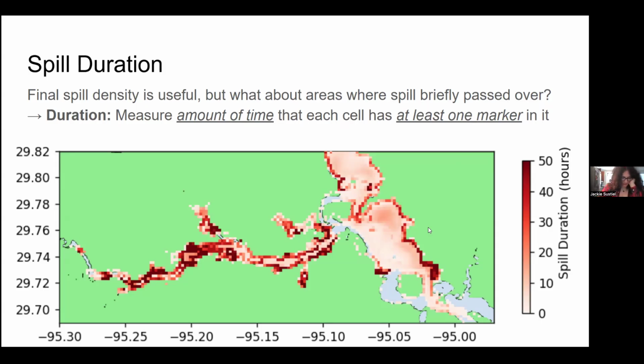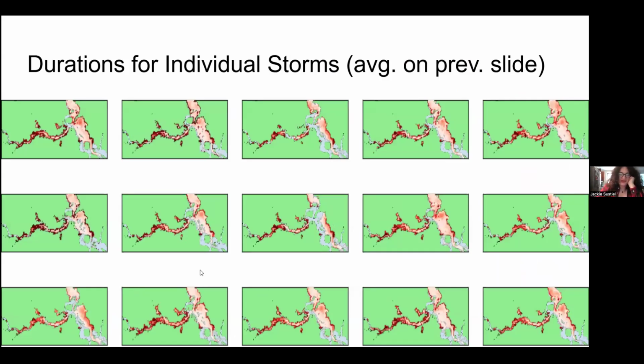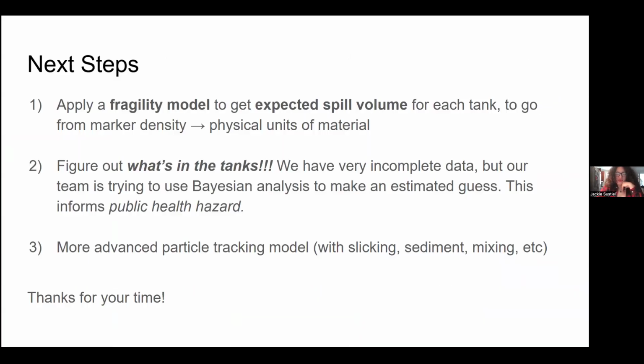I think it might have gone a little too fast, but yeah, these are the durations for the individual storms. Basically, they all look kind of similar, but in this sense, you can see more variation because the shapes of the profiles changed a little bit. So in this transient area, you can see different patterns for where the markers are hanging out during the actual impact.